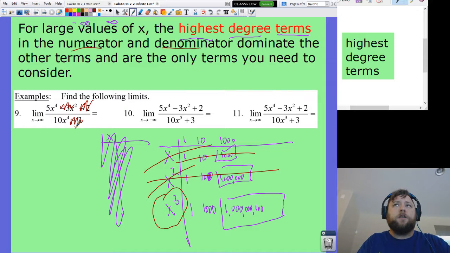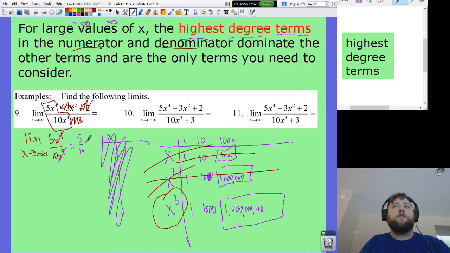So really, when I was looking at that limit, all I'm looking at is 5x to the fourth over 10x to the fourth. So I'm going to rewrite that. Limit as x approaches infinity of 5x to the fourth over 10x to the fourth. All right, so what's that limit? Well, we can start canceling things out. x to the fourth cancels. So you're left with 5 over 10, which is 1 over 2. So my limit is actually 1 over 2 for that case.